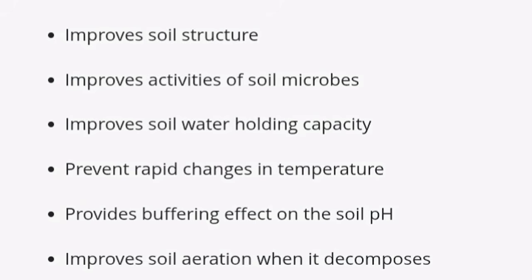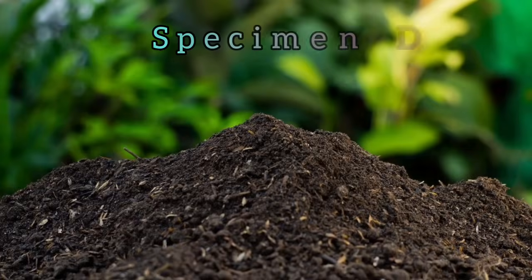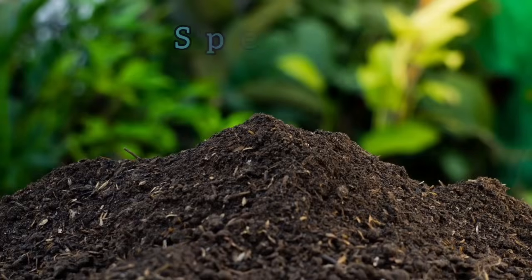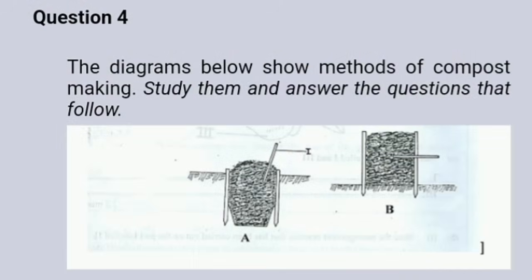Okay, so we move to the next specimen, specimen D, compost. Now, in this specimen, I will be discussing some methods of compost making. There's a diagram on your screen, and it shows methods of compost making. Study them and answer the questions that follow. The question is, name the methods of compost making shown in A and B. You should know that A is the pit method and B is the stack or heap method.